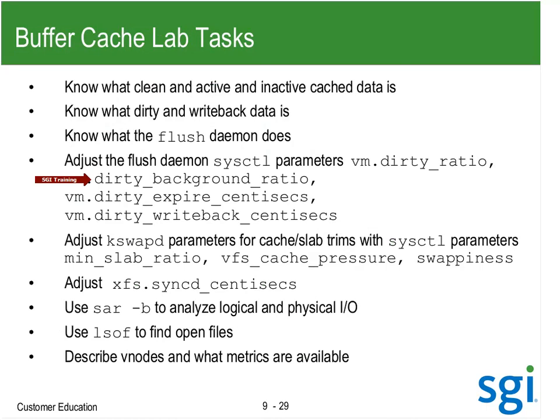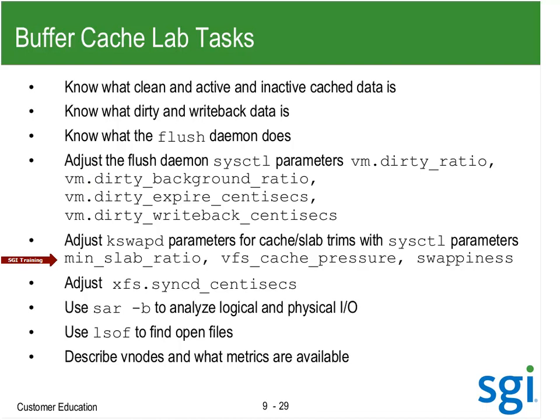So it's going to be hard for you to get enough dirty data to actually hit the thresholds. So you've got to drop the thresholds down to where you can actually hit them. But you should still be able to see the expire flush. Again, there are kswapd parameters to control the trimming, min slab ratio, how big the kernel can get.